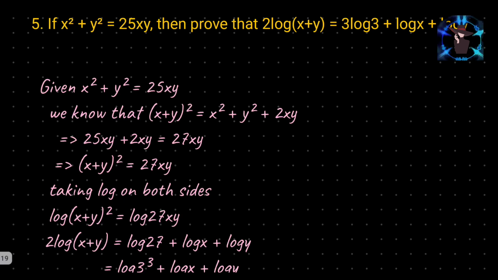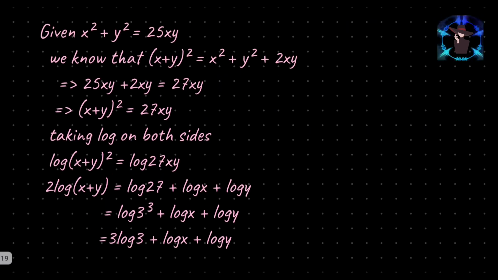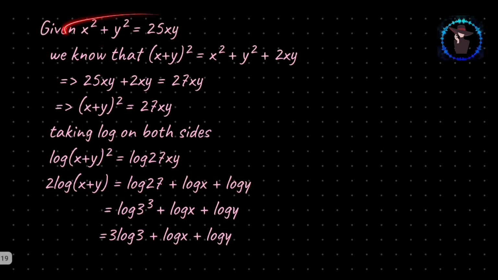Fifth question, if x square plus y square is equal to 25xy, then prove that 2 log x plus y equals 3 log 3 plus log x plus log y. Given that x square plus y square is equal to 25xy, right? So we know that the formula of x plus y whole square is x square plus y square plus 2xy. Let's substitute the value of 25xy here in place of x square plus y square. 25xy plus 2xy makes it 27xy. So x plus y whole square is equal to 27xy.